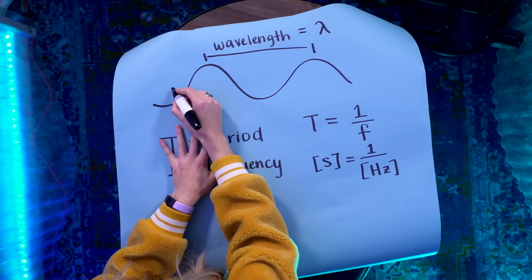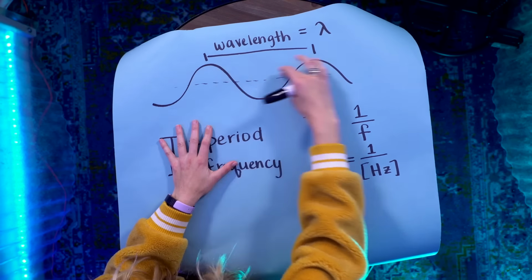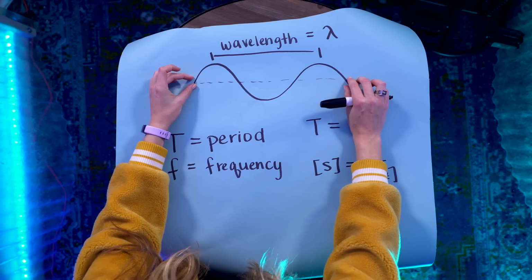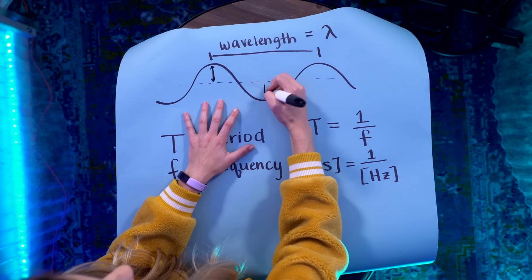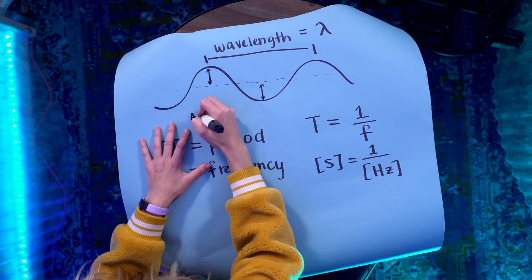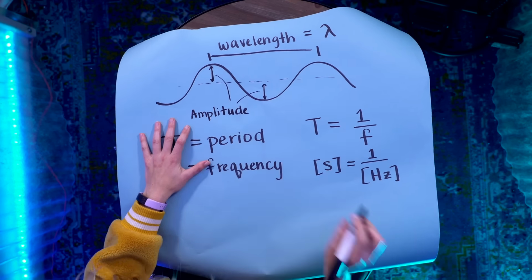There's one more useful property of waves that we're not really going to use today, but you might as well know. It's called the amplitude, and it's basically the midpoint. It's like where the slinky would be if it were resting, all the way up to the top or down to the bottom, same distance. So this distance and this distance, those are both amplitude.